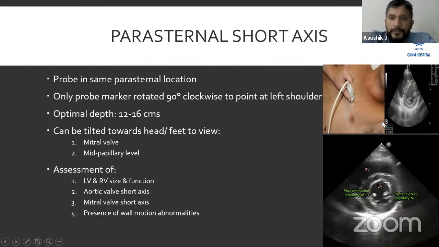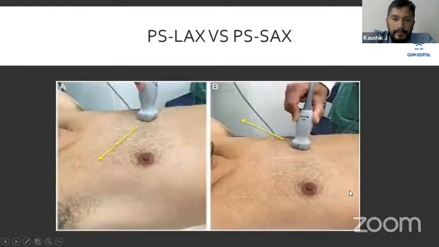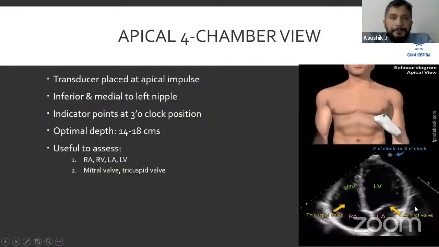So next we have the apical four-chamber view, wherein the probe is first of all kept at the place of the apical impulse, and the indicator usually points at the 3 o'clock position, and the optimal depth for obtaining this view would be around 14 to 18 centimeters. And like we can see a nice four-chamber view wherein you're able to see the left atrium, left ventricle, right atrium, and right ventricle, and the tricuspid and the mitral valve in between.